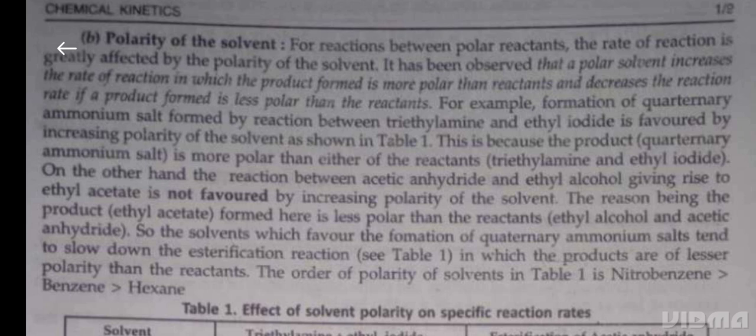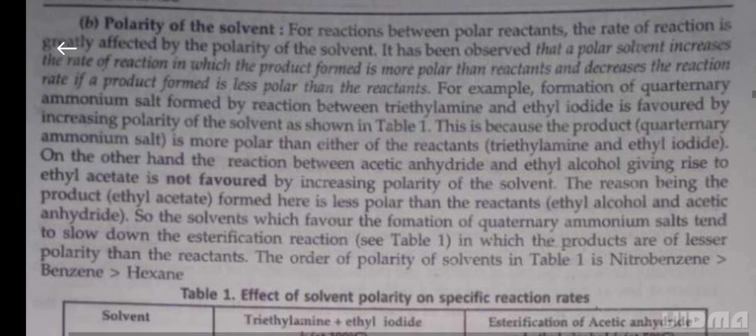Polarity of the solvent. For reactions between polar reactants, the rate of reaction is greatly affected by the polarity of the solvent. It has been observed that a polar solvent increases the rate of reaction in which the product formed is more polar than the reactants, and decreases the reaction rate if the product formed is less polar than the reactants. For example, formation of quaternary ammonium salt by reaction between triethylamine and ethyl iodide is favored by increasing polarity of solvent, as shown in table 1. This is because this product is more polar than either of the reactants.